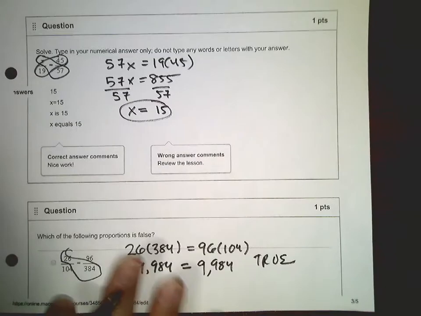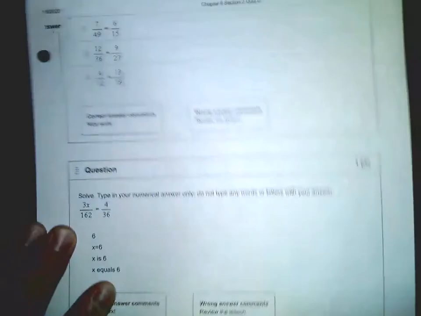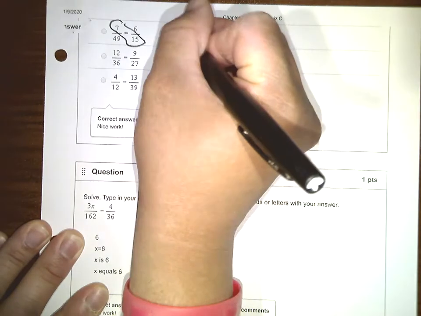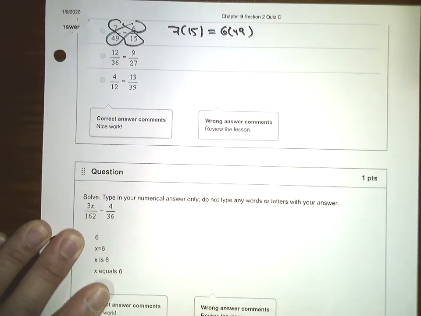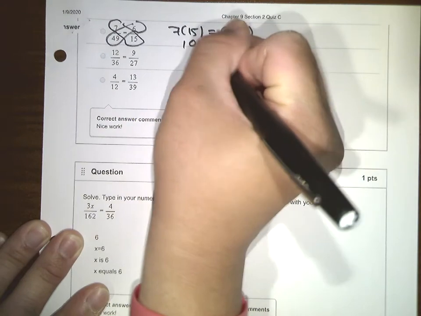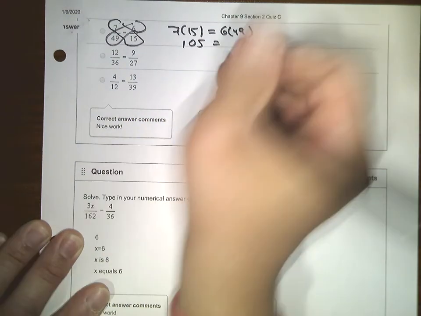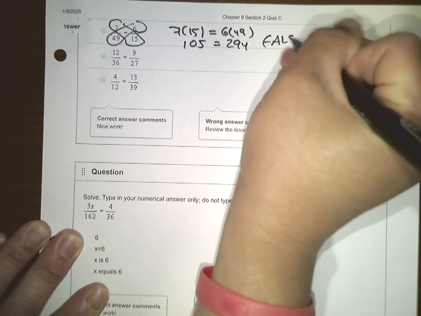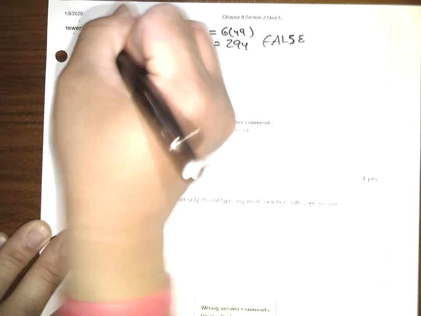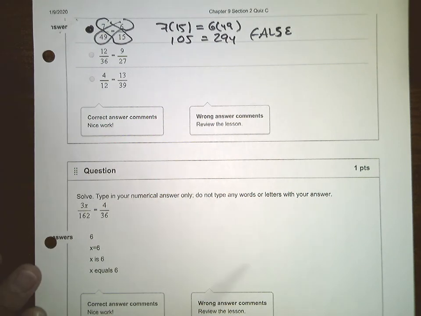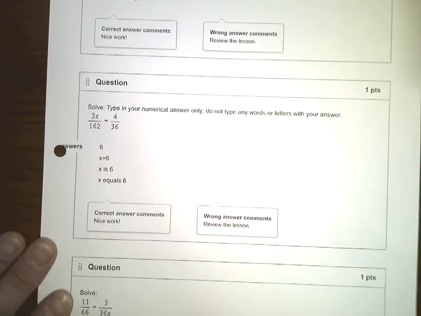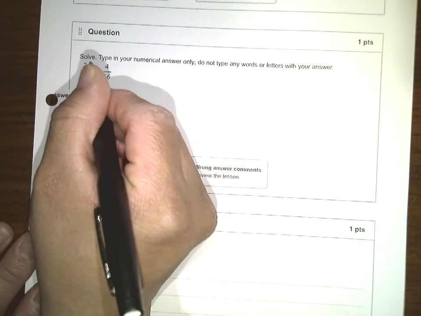All right, so let's try another one. So the next one we have 7 times 15. Does that equal 6 times 49? Well, 7 times 15 is 105, and 6 times 49 is 294, and that one was false. So this is the one that's false. What a time to be alive. I don't even have to try the other one since the question just asked me to show which one is false.